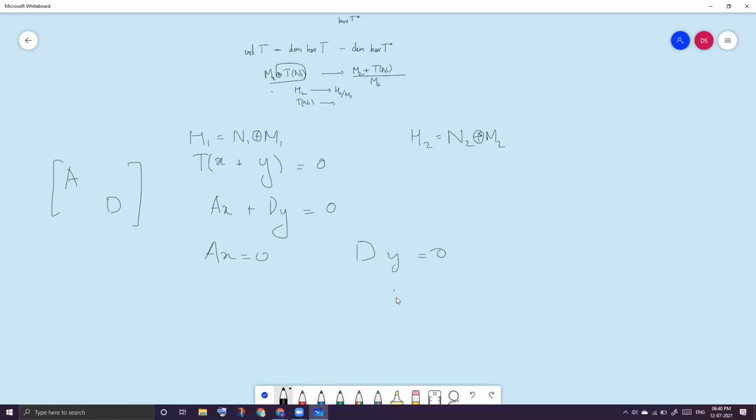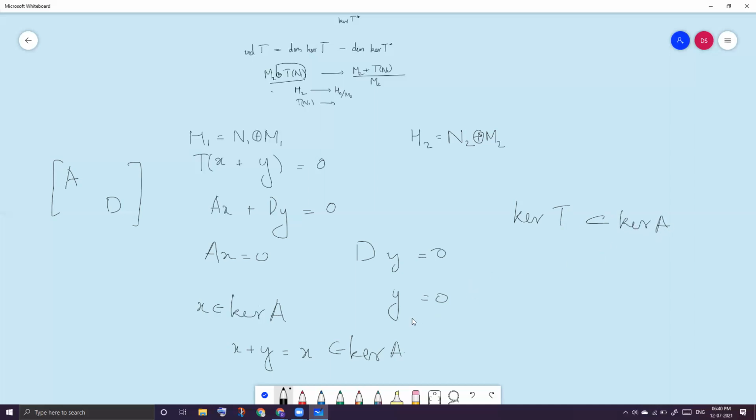Since D is invertible, this means that y is equal to 0. And this means that h belongs to kernel of A. So h plus y was actually just h, and this h belongs to kernel of A. So this part is clear. Kernel of T is contained in kernel of A.